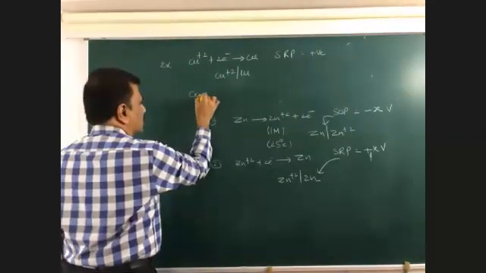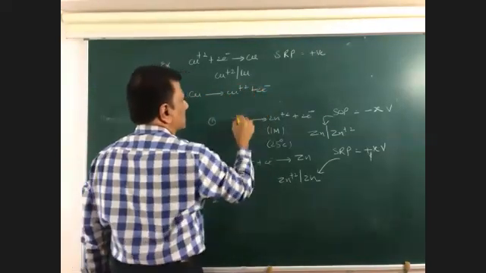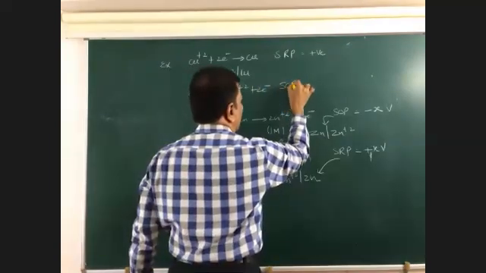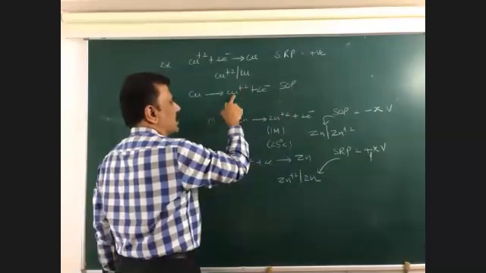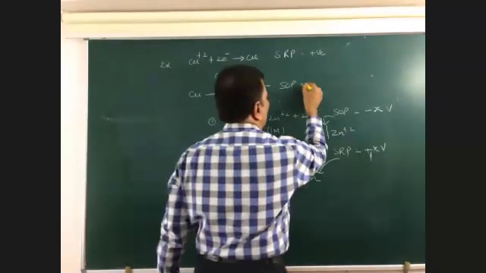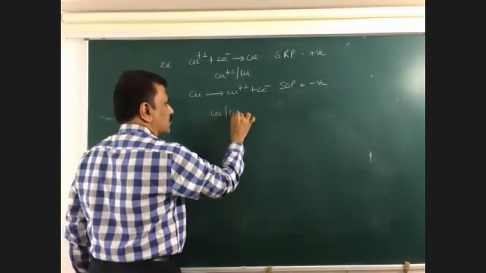Now, Cu changes to Cu+2 plus 2 electrons. This is SOP. Why SOP? Oxidation potential at the standard condition, 1 molar, 25 degrees. Then this will be negative. This is represented as Cu bar, Cu+2.